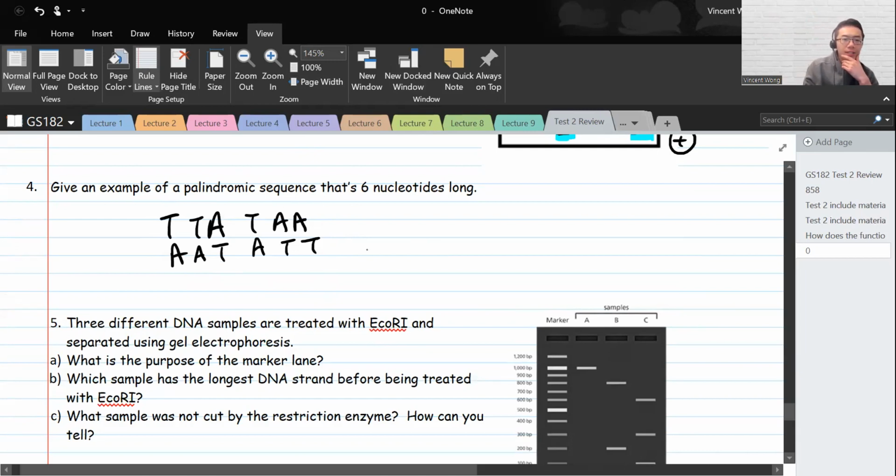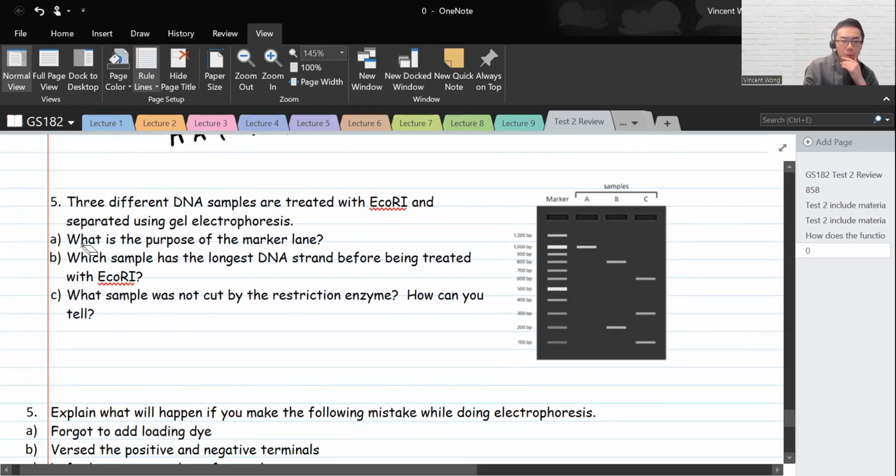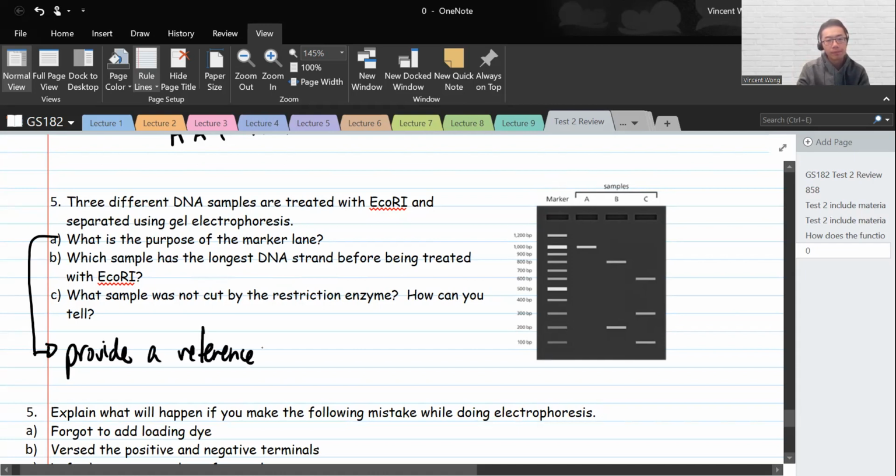Okay, next. Three different DNA samples are treated with EcoR1. What is the purpose of the marker lane? This is the marker lane, right? The purpose of the marker lane is to provide a reference to measure DNA size. If you get a band here, how big is that? I wouldn't know unless I have a marker length. These are predetermined DNA fragments with predetermined length. So if I compare it, I'm like, oh, it's about 800 base pair.